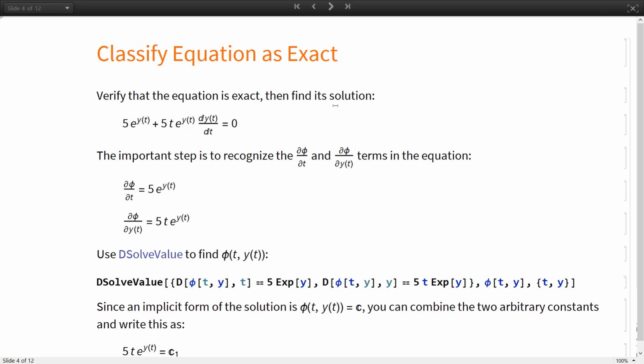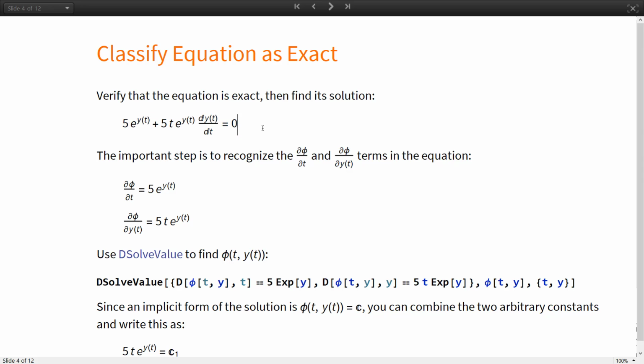Let's verify that the differential equation here is exact, then find its solution. The important step is to recognize the derivative terms. The partial derivative of the auxiliary function with respect to t must equal the term not involving the derivative, so it must equal the 5e^y term. On the other hand, the partial derivative of the auxiliary function with respect to y of t must equal the coefficient in front of the derivative term, which is the 5t e^y(t) term.